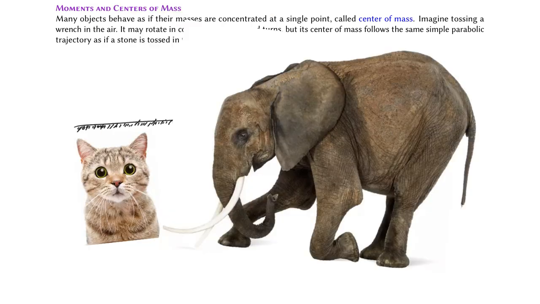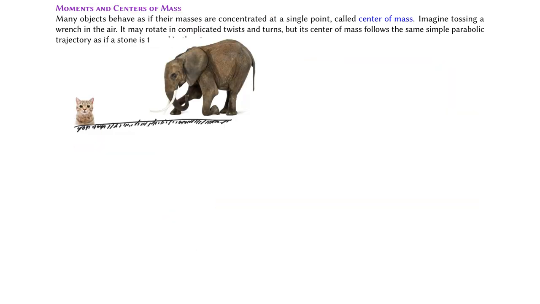Okay, so assume that we have two objects, a cat and an elephant. We put them on a seesaw. Now, where do we need to put the single point called the center of mass so that the seesaw balances? This point is called the center of mass.